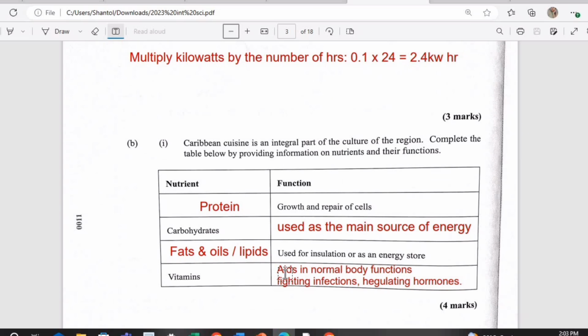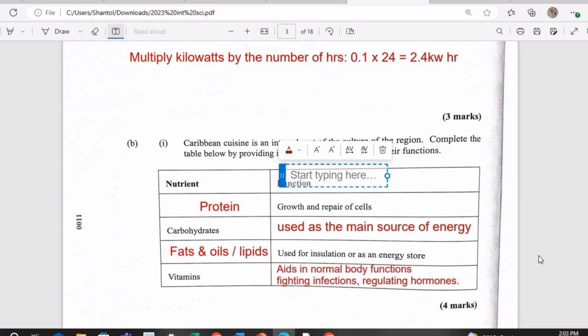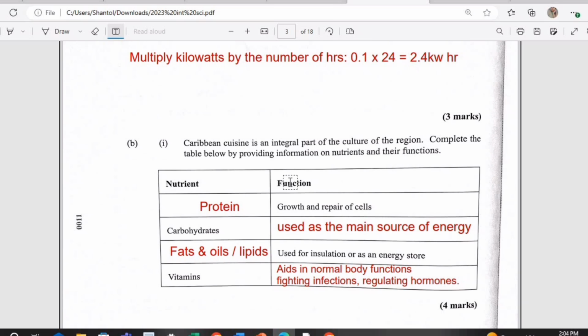And if you're going to write the function for vitamins in general, it would be that it aids in normal body functions, fighting infections, and regulating hormones. Vitamins itself, as I said, does not have a specific function, because we know there are many different vitamins. So in general, vitamins aid in normal body functions, fighting infections, regulating hormones, and that's for 4 marks.